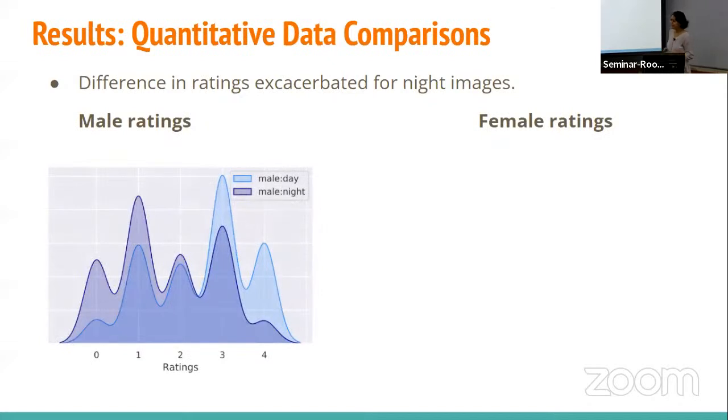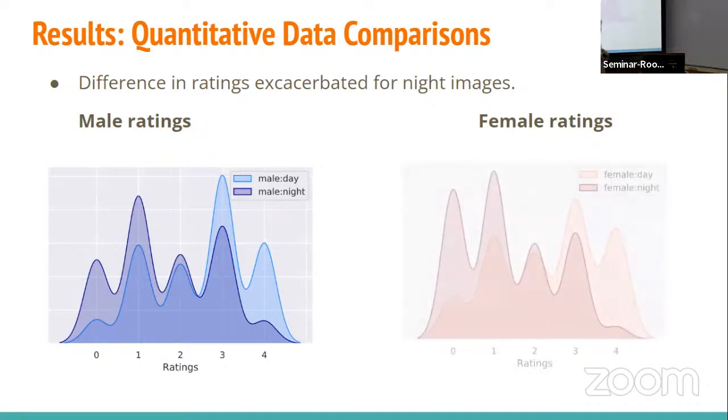Okay, I think I should be done. So this is male ratings. The light blue are the ratings during the day. I think this overlap is a little confusing, but basically the purplish one is the night and the light blue one is during the day, right?